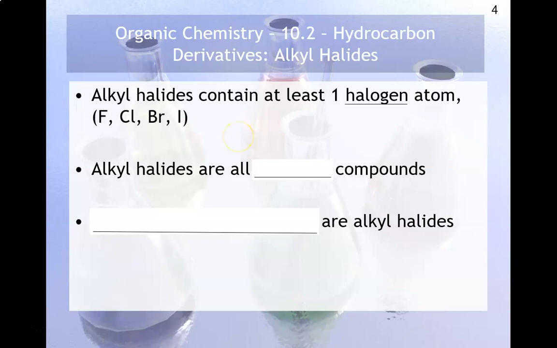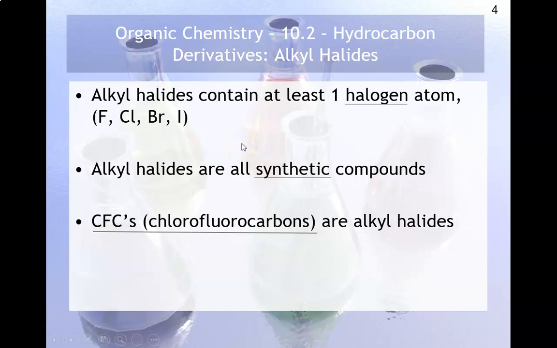We're talking fluorine, chlorine, bromine, iodine. We're not talking about astatine in this case. Astatine is a metalloid, not a nonmetal, and I've never really seen it come up, so I'm assuming that it is simply not needed. They are synthetic compounds, meaning that they don't appear in nature. They are things that we have manufactured. Things like chlorofluorocarbons that you may have heard of are alkyl halides. Chlorofluoro means it has a chlorine and a fluorine attached to a hydrocarbon chain.